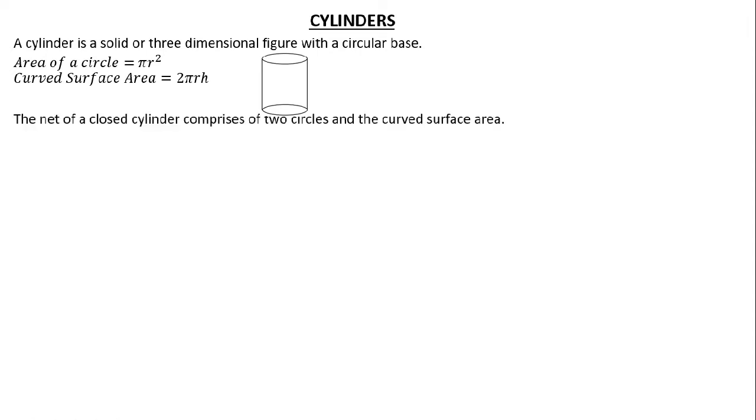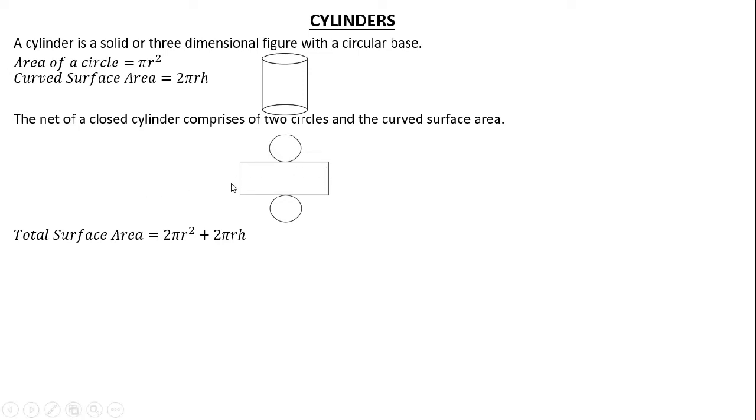The net of a closed cylinder comprises of two circles and the curved surface area. So the net of a closed cylinder is going to have a circle at the bottom, the curved surface, which is the middle part, and the circle on top. Total surface area of a closed cylinder is equal to 2 pi r squared plus 2 pi rh. Two circles and the middle part.